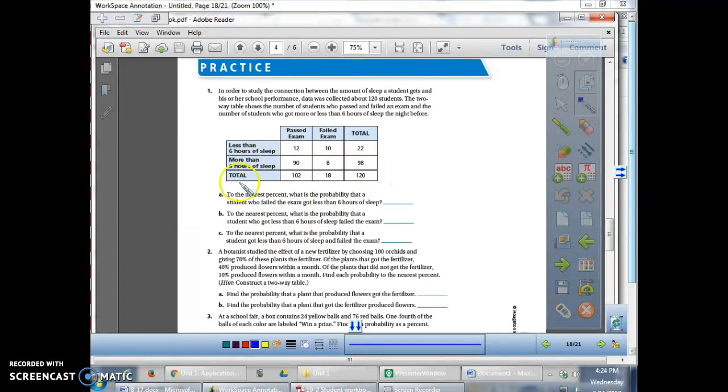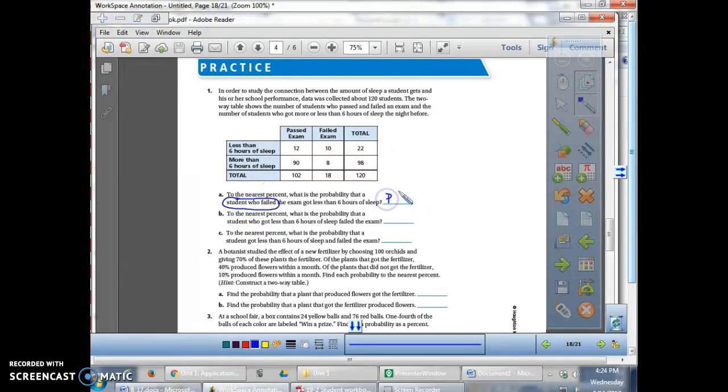So the first question says, to the nearest percent, what is the probability that a student who failed the exam got less than 6 hours of sleep? So most students can sort of figure out this is definitely a given condition, but it's hard to figure out which one is the given condition. So start by thinking which one has to be looked at first. So what's the probability that a student who did fail got less than 6 hours of sleep? So our given condition is the student failed. But we really want the probability that they got less than 6 hours of sleep, given that this has happened.